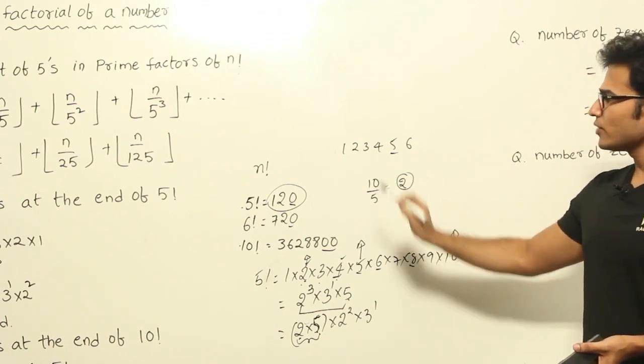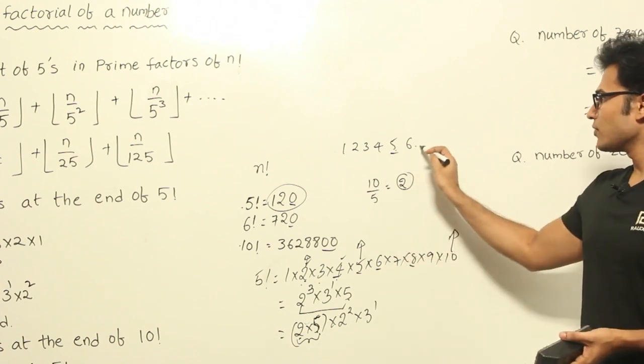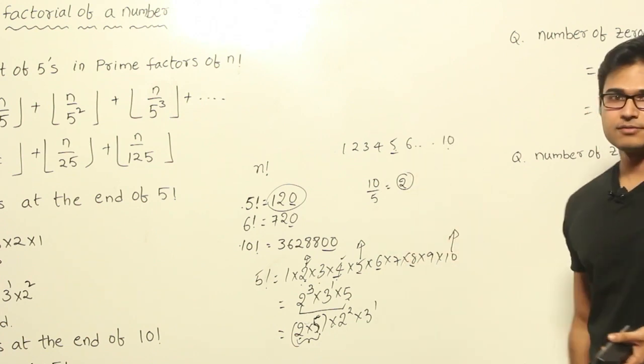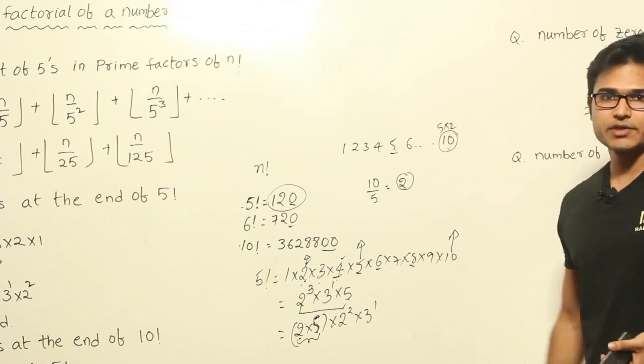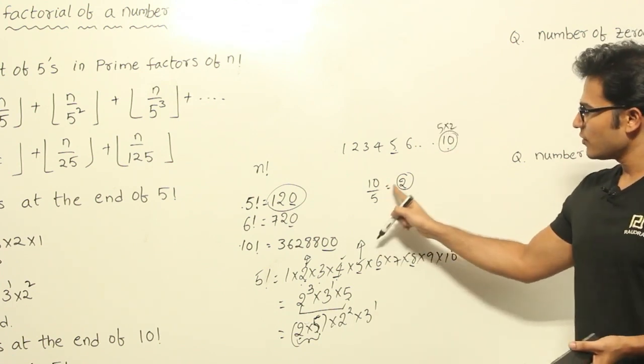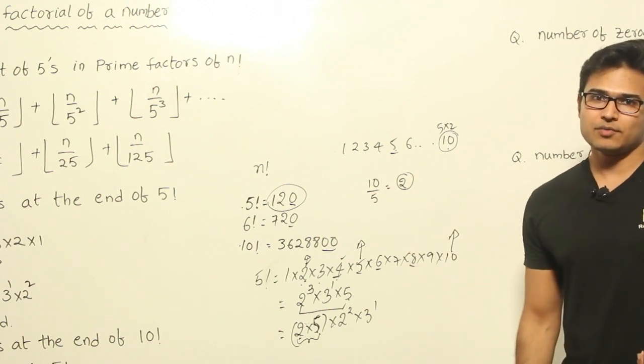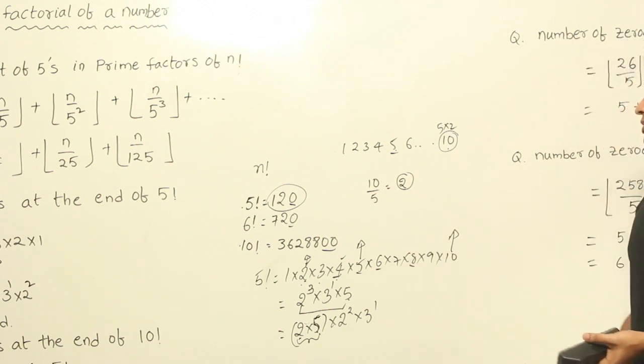Now where are these 2 5's present in it? One is present in 5 and the other one is present in 10. Even though it is not directly visible, it is nothing but 5 into 2, isn't it? Therefore when I divide any number by 5, I am going to get exactly how many 5's I am going to get. There is an exception now.